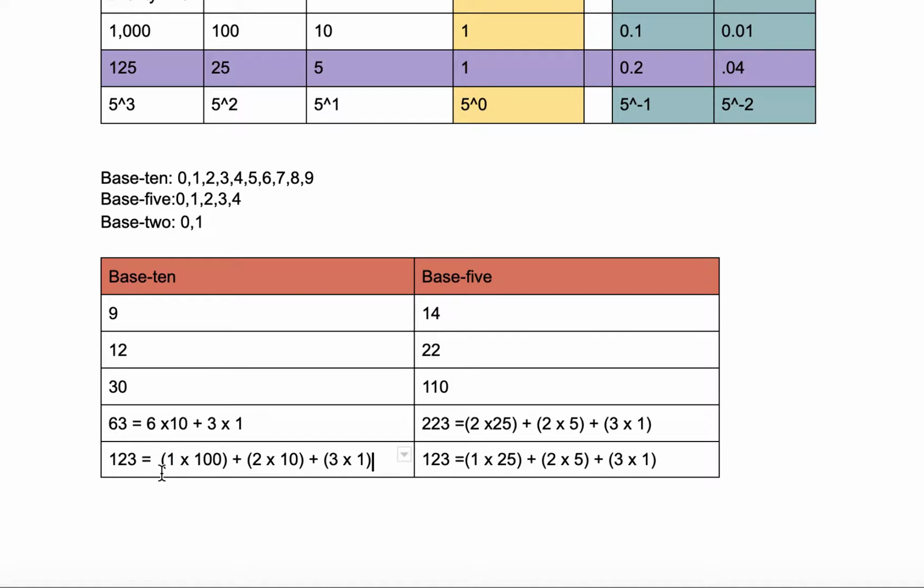So in base 10, the 1 here stands for 100. The 2 stands for 2 tens. The 3 stands for 3 ones. In base 5, the 1 stands for 25, the 2 stands for 2 fives, and the 3 stands for 3 ones. So this is just a little intro into looking at what it really means to be in a base.